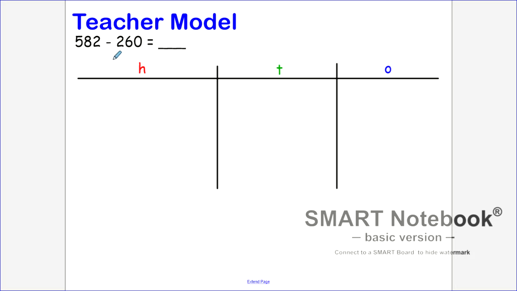582 minus 260. I'm going to start with that 582, and that's what I'll draw. And then I want you to take a look at something over here. There's a 0. 0 means nothing.